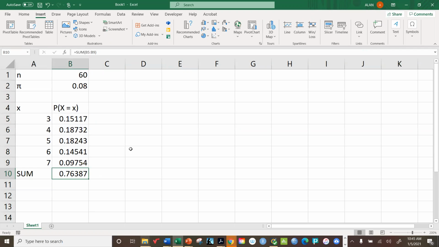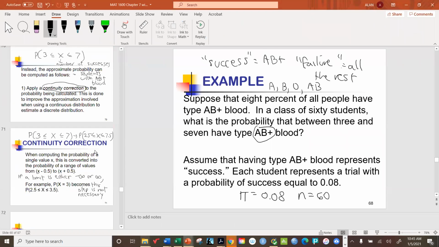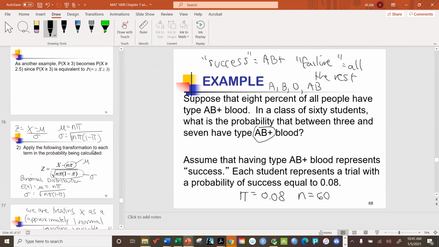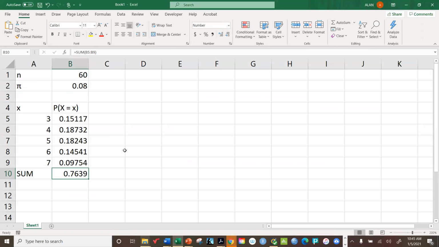Yes, it's about 0.7639, roughly. If you round it to 4 places, as it says in the slides, the exact probability is 0.7639. And so we did a pretty good job. So you can see now the normal approximation is not as useful as it has been in the past, but it's still useful for certain types of applications. It's good to know that the two distributions are so closely related to each other. And we'll see this pop up again later on anyway for other applications.